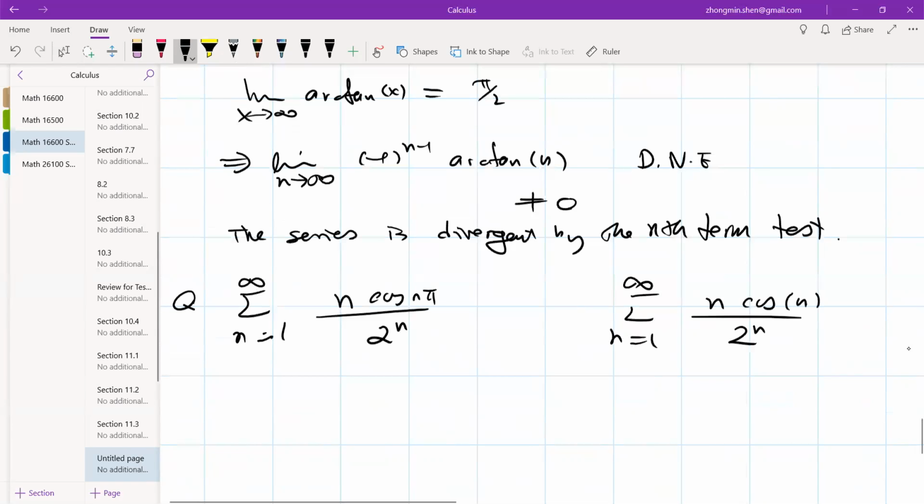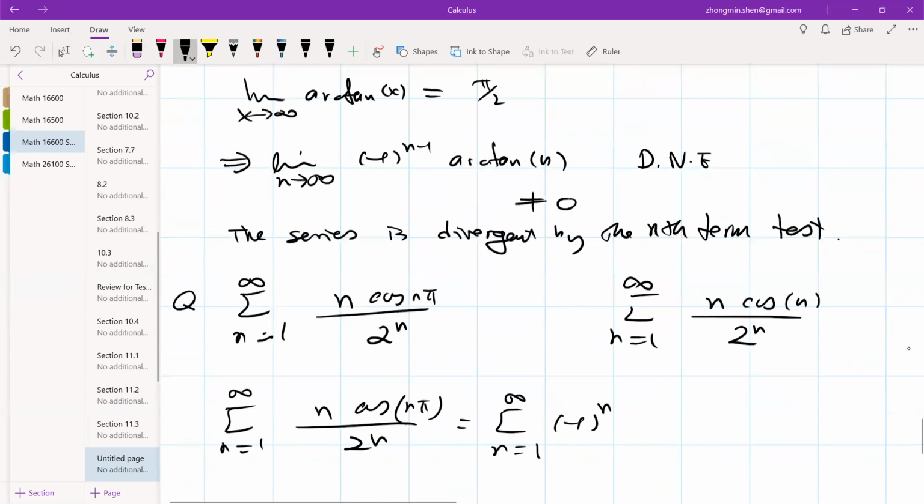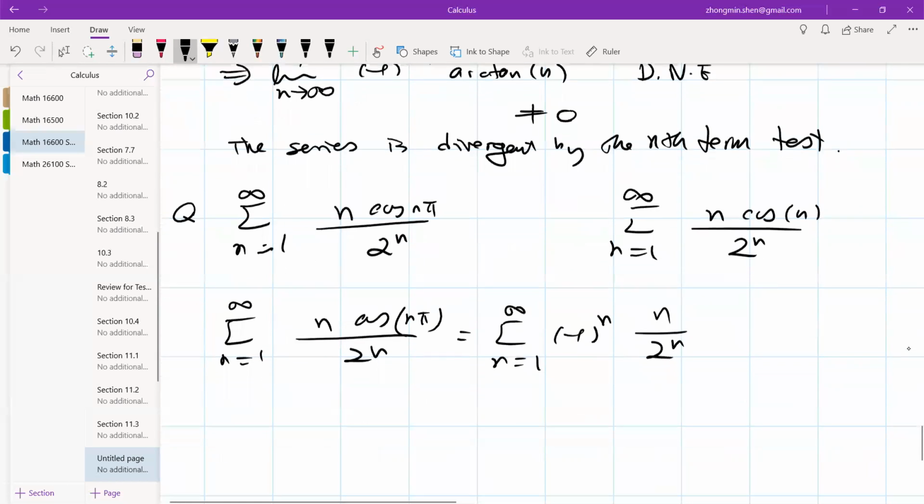But cosine n pi you can evaluate essentially. Cosine n pi is just a negative sign depending on the value of n. When n is an odd number, it is going to be negative. When n is an even number, it's going to be positive; cosine 2 pi is positive 1. So that's what you get. Then it's easy to check.